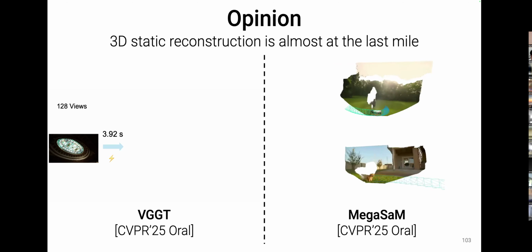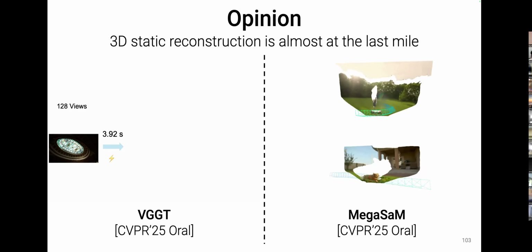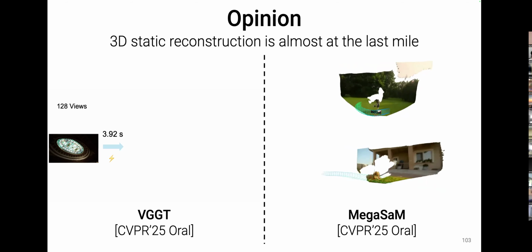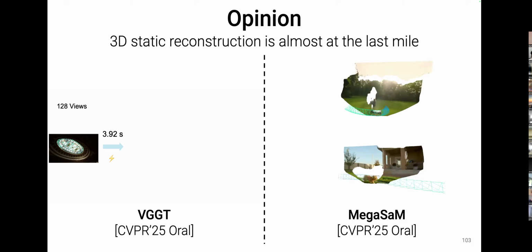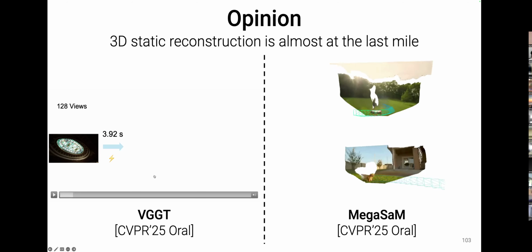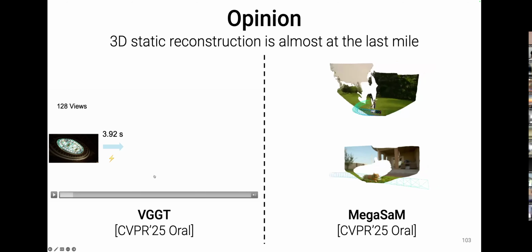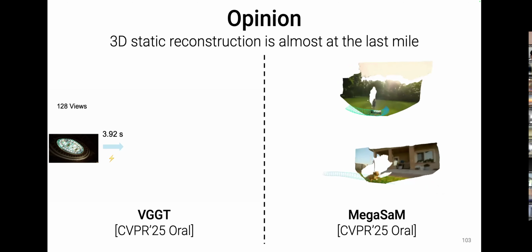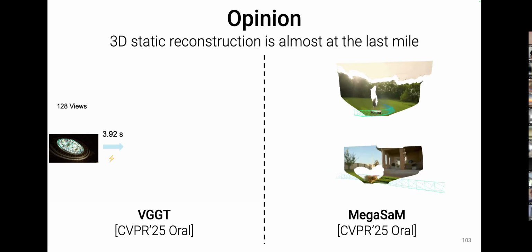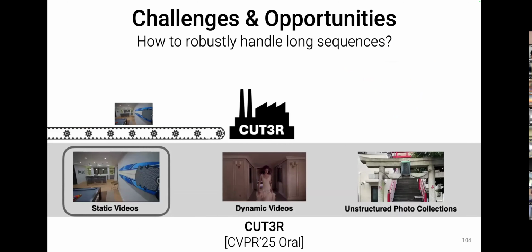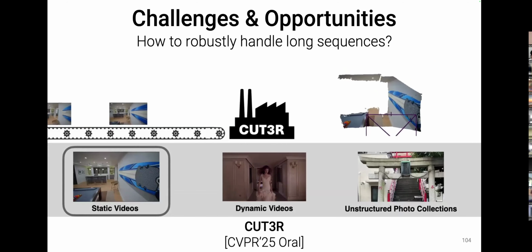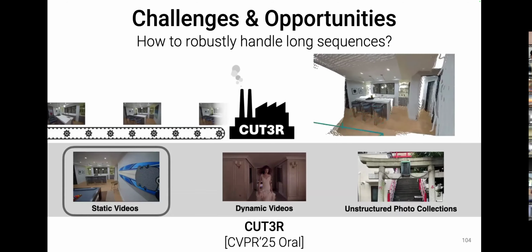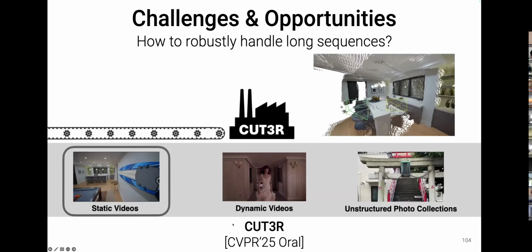camera poses. Still, what I'm trying to say here is that I think 3D static reconstruction is almost at the last mile because of all these foundation models, like VGGT and all that. But there are still many remaining challenges that I want to discuss, and hopefully they can inspire some of you. For example, as I already mentioned, it cannot really handle long sequences, like the MegaSam I just mentioned above. And there's another work called Qt.